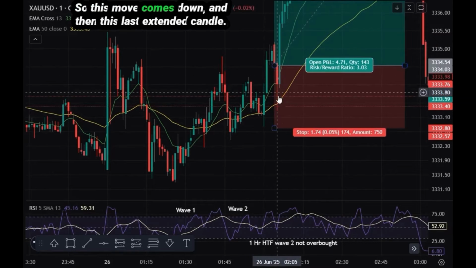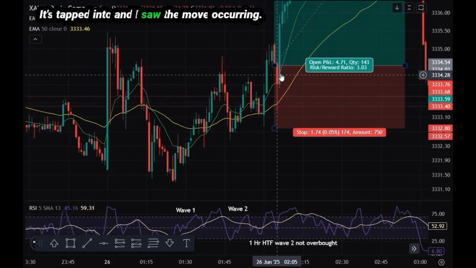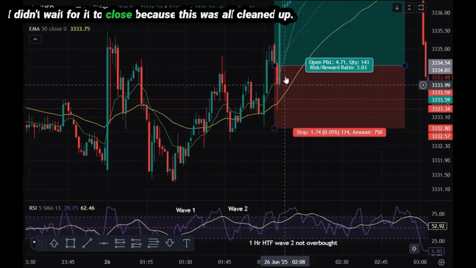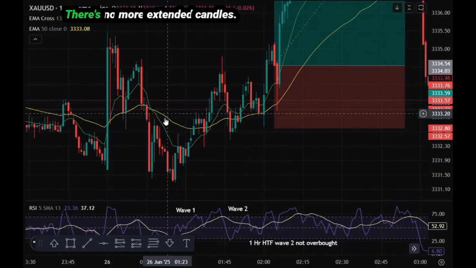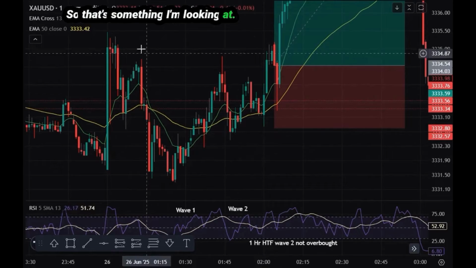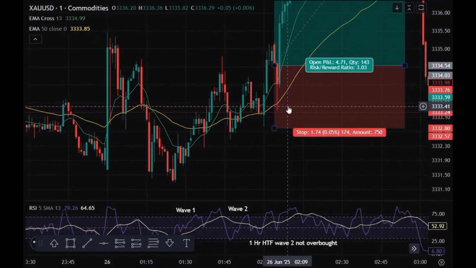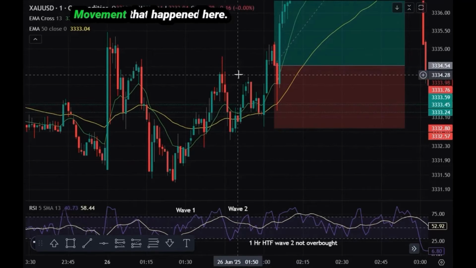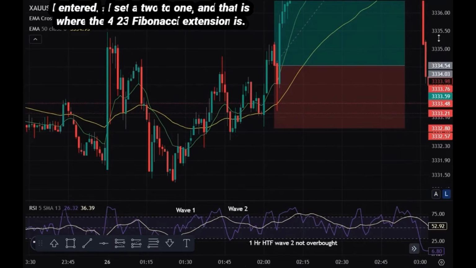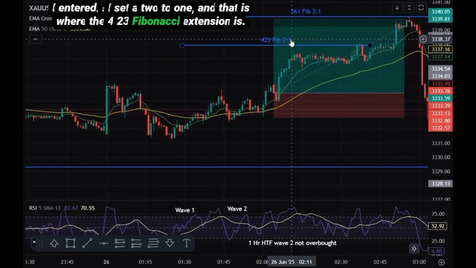So this move comes down, and then this last extended candle is tapped into, and I saw the move occurring. I didn't wait for it to close because this was all cleaned up. There's no more extended candles. So that's something I'm looking at. Is there anything else to impede price action? So the price movement that happened here, price moved up. I entered. I set a 2-to-1, and that is where the 423 Fibonacci extension is.